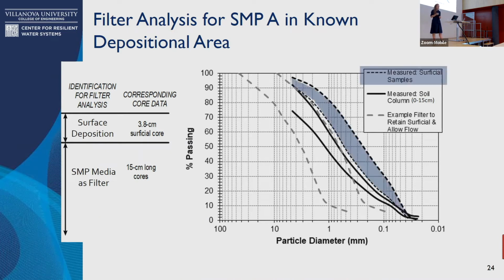So here we have our measured surface samples, what's coming in through our sediment, right at the surface level there. And then we have our example filter that would allow flow through. So what's our ideal filter for these sediments that are right at the top? And then we paired that with our measured soil column. And you can see that the majority of our soil column fits really well in what our design media should be according to this criteria.